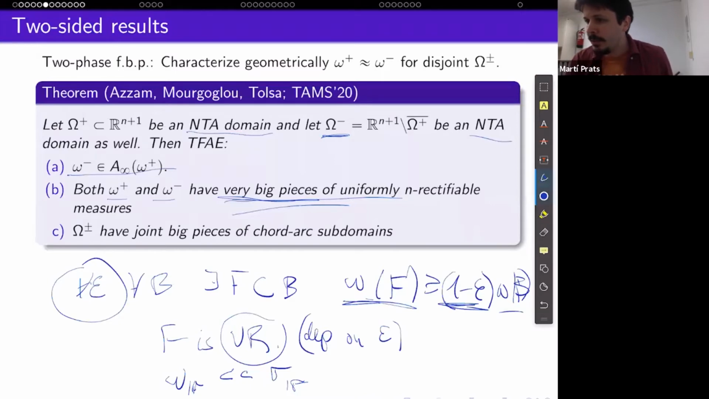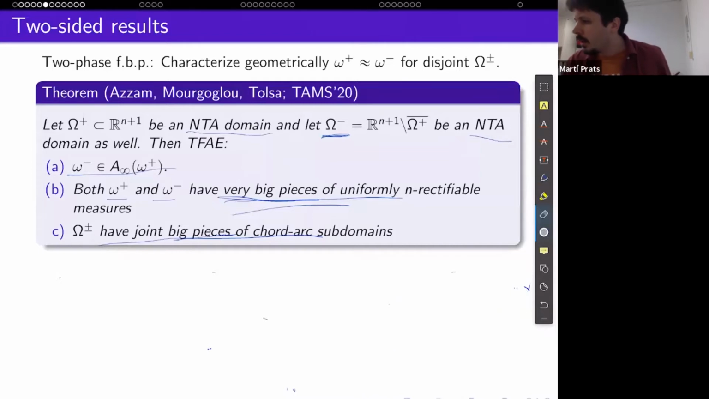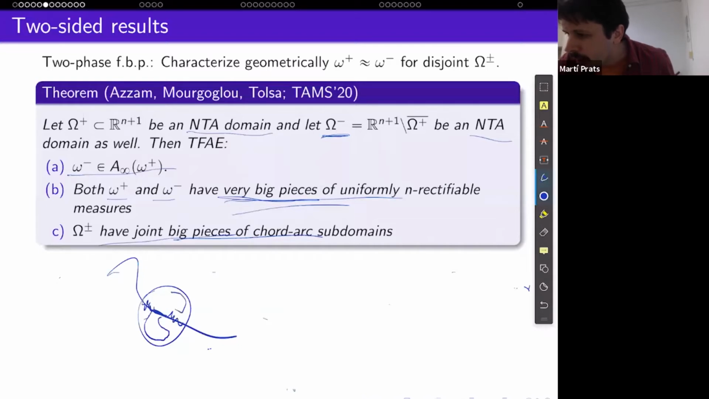And now, having joint big pieces of corkscrew subdomains would be, maybe I should erase all this stuff to make some room. It would be that you have a domain omega, you take a ball, and inside this ball, it may be very bad in another region, very good in another region, but you can always find a subdomain on one side and on the other, that is corkscrew, and that has a piece of the intersection, so this common region of the boundary has a big part of both harmonic measures in the ball.